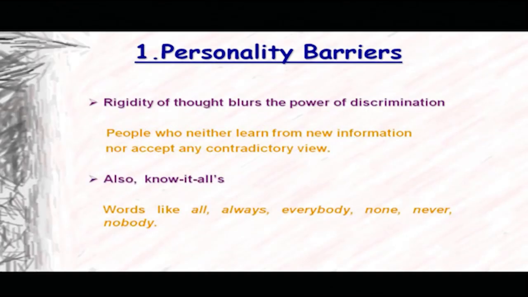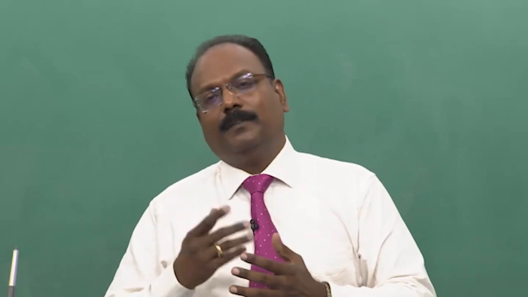Apart from these, two other things which are associated with personality. One is this rigidity of thought that blurs the power of discrimination. So there are people, you might have come across them, they neither learn from new information nor accept any contradictory view. They are very rigid in their thinking. Also, we can term some people as the know-it-alls. You go and tell them that, oh, this is a new article that I read, they'll say, I know, I've read this.